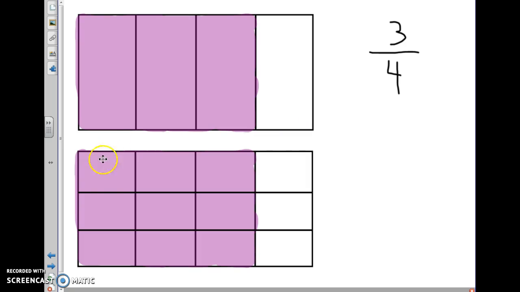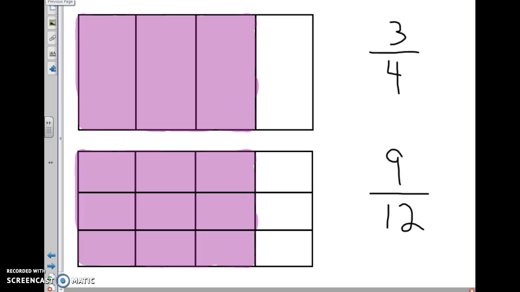All right, so again, if we want to do the numerator first, we can count how many are shaded first. 1, 2, 3, 4, 5, 6, 7, 8, 9. So we have 9 shaded. 9 is the numerator. Over total, we have 9, 10, 11, 12. Over 12 total. So 9/12 is equivalent to 3/4.